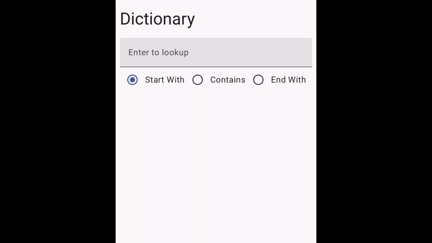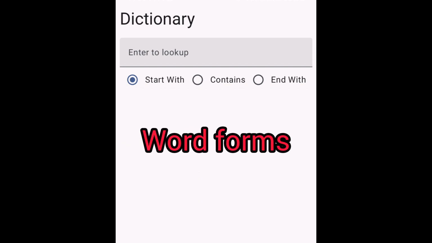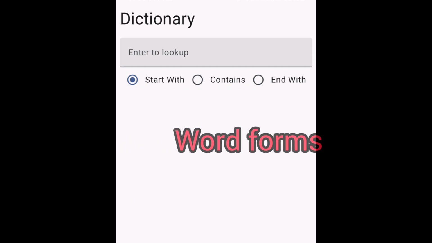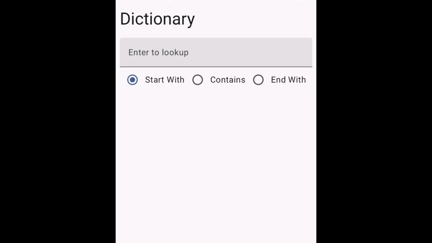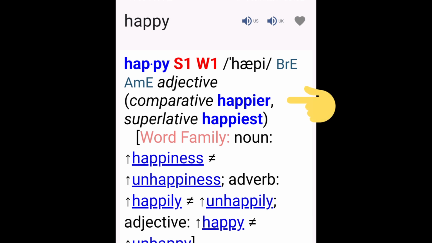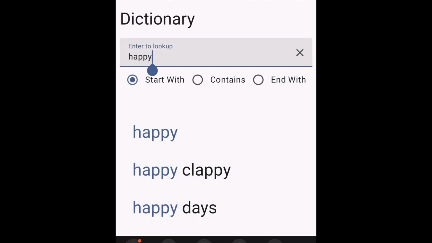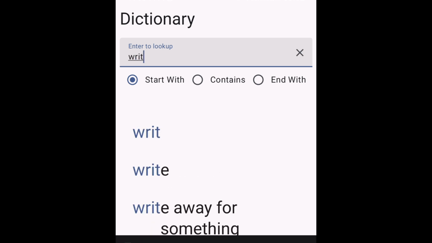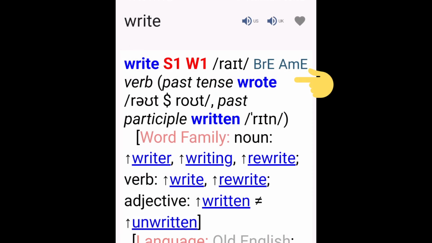The next step is checking word forms. For example, if your word is an adjective, you should check its comparative and superlative forms. Let's take happy as an example. Comparative, happier. Superlative, happiest. If your word is a verb, you should check its past tense and past participle to make sure you're using them correctly. For example, if you look up write, you'll find past tense wrote, past participle written. Checking these forms in the dictionary helps students use words correctly in different contexts and avoid mistakes.